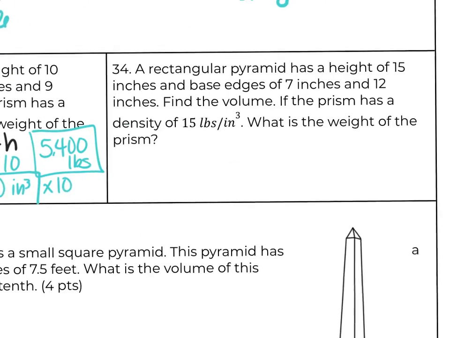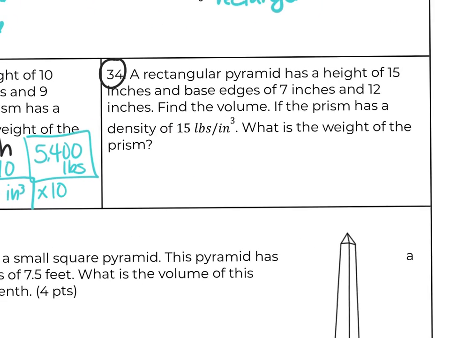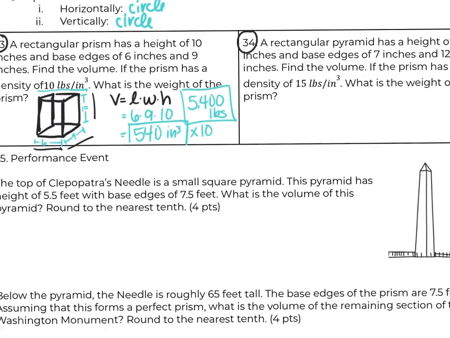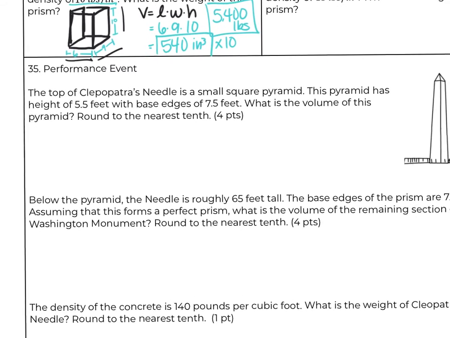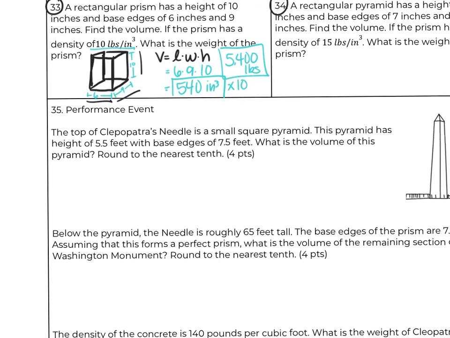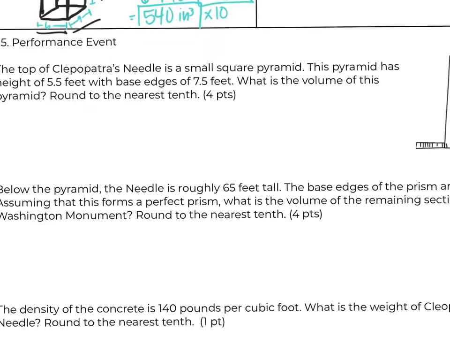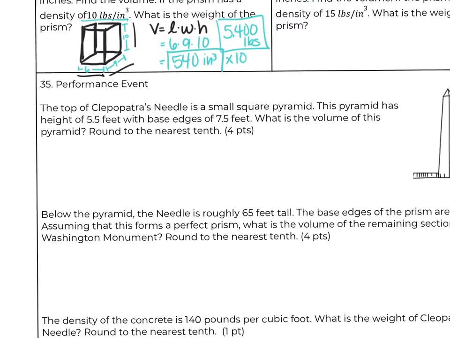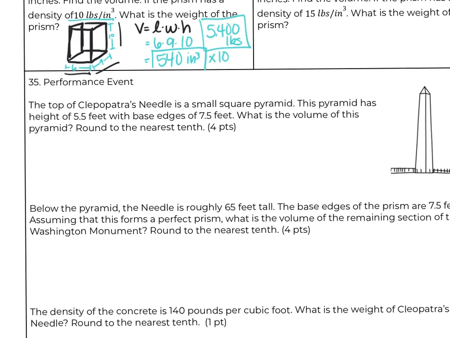All right, same thing on 34, so I would try to do that just to practice and check your answer in the key at the back. All right, 35 looks kind of crazy, but it is mostly just volume and then applying a little bit of this density like we did up there. So the top of Cleopatra's Needle is a small square pyramid. So we're talking about the top part.